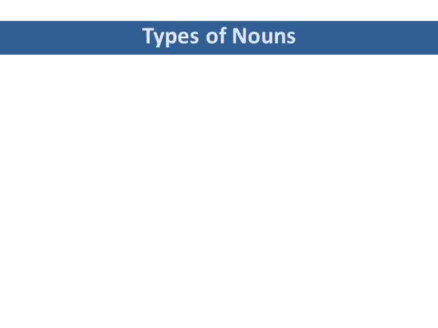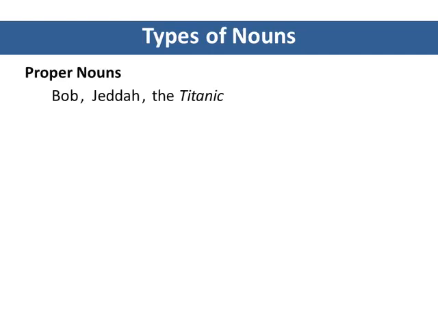Definite and indefinite articles. Articles are used with nouns. There are various types of nouns. Proper nouns name particular people, places, and things. They are always capitalized. People, Bob. Place, Jeddah. Thing, the Titanic.